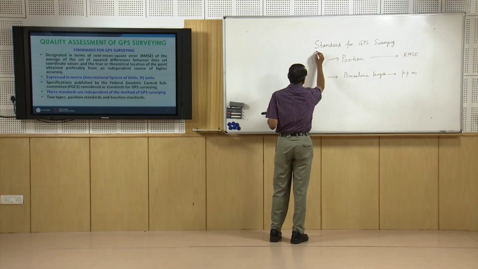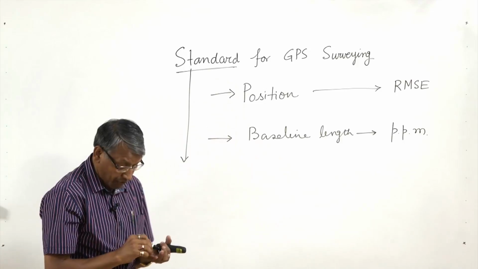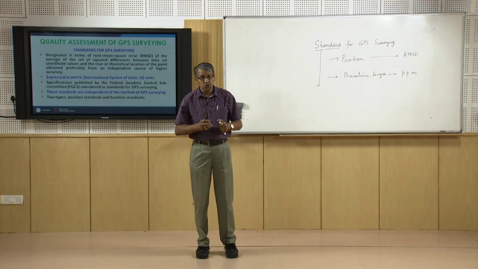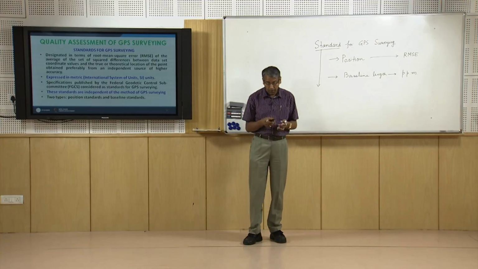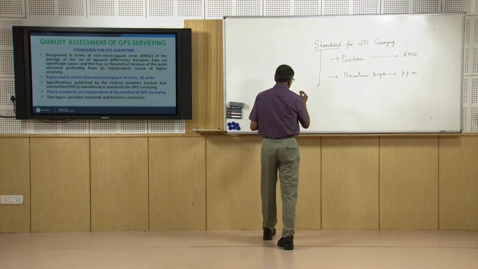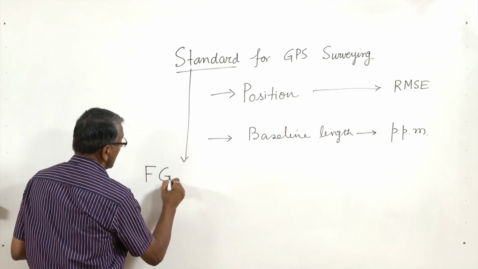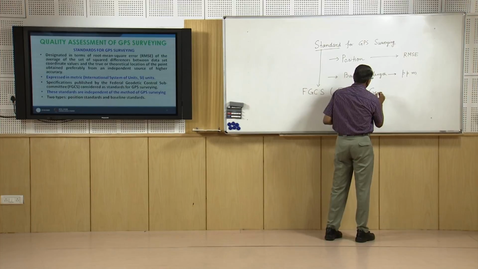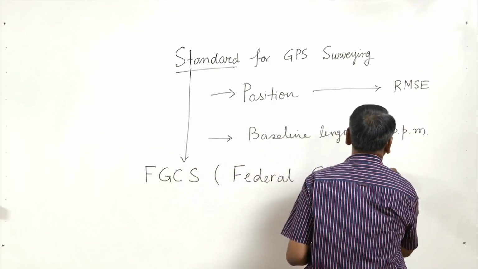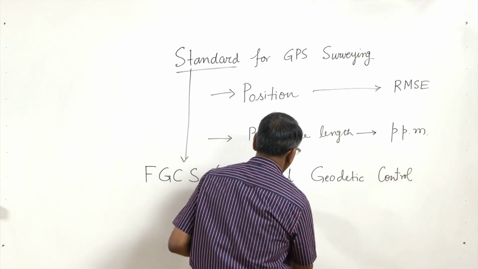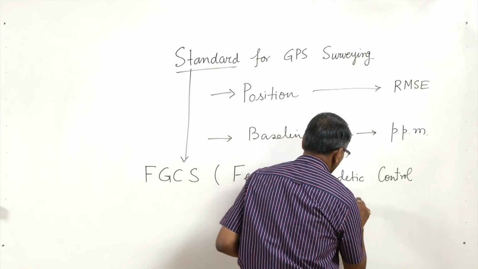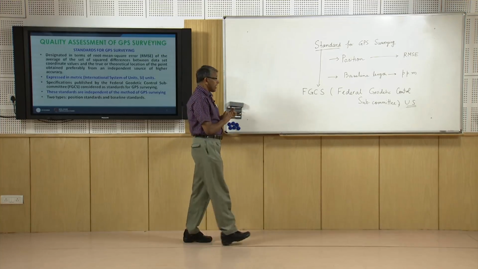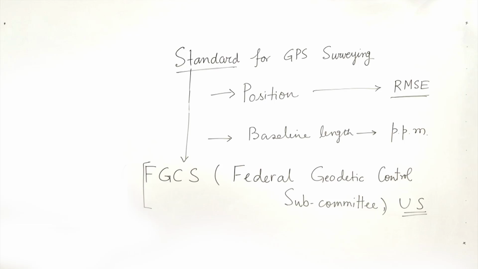Now these standards may vary from organization to organization, from country to country. There is no unified standard available all over the world, but generally we consider the standard defined by FGCS, the Federal Geodetic Control Subcommittee. This is an organization in the US. So their standard is what we consider as the standard in GPS surveying.